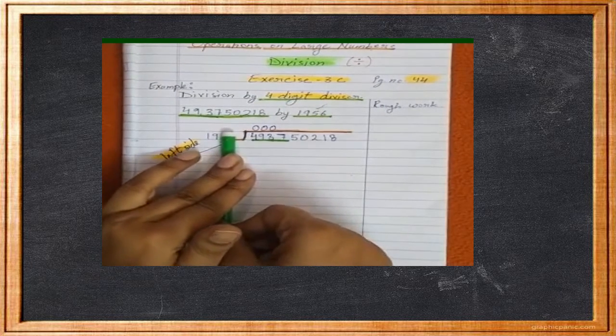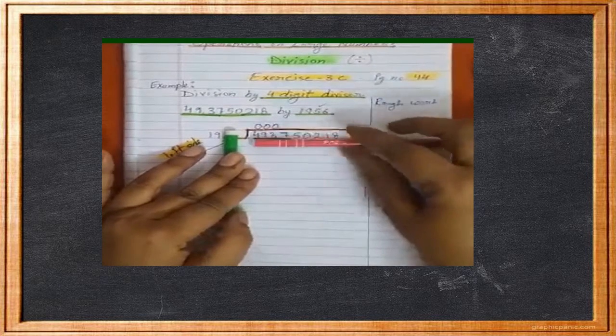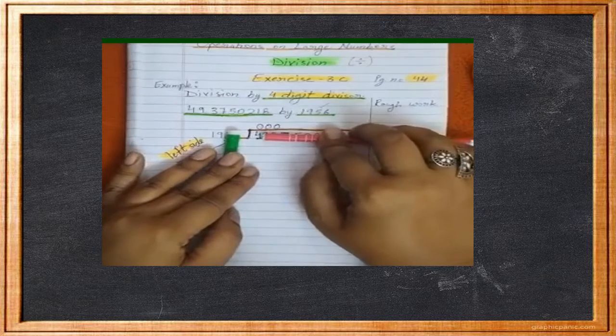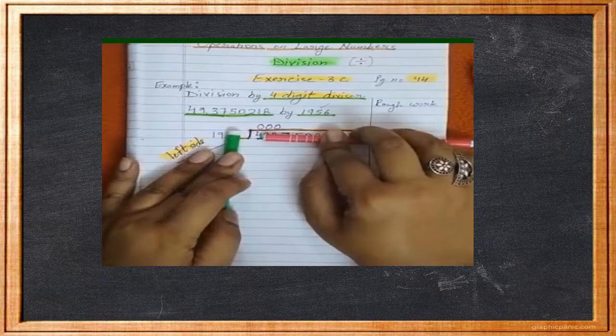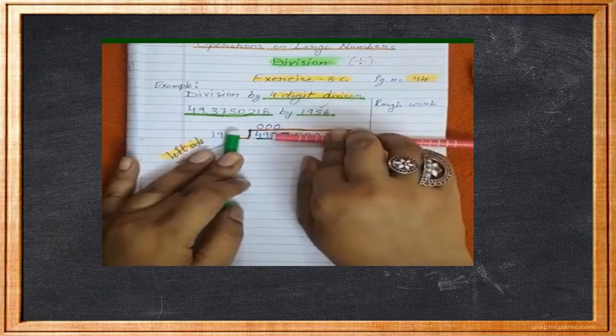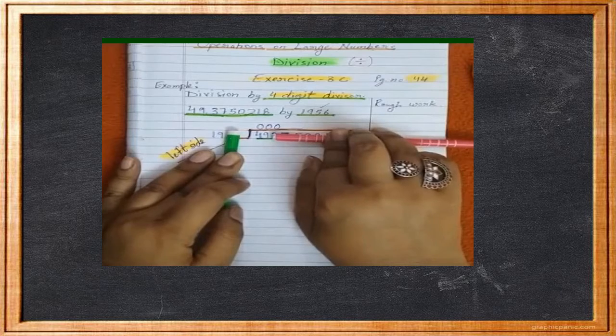Now 19 is your number. Now hide all this number and take the highest place value of the number, that is 4. Yes children, now 4 is bigger than 19 or smaller than? Smaller than. Okay, then take 1 more digit. Now this is 49. 49 is bigger than 19 or smaller?